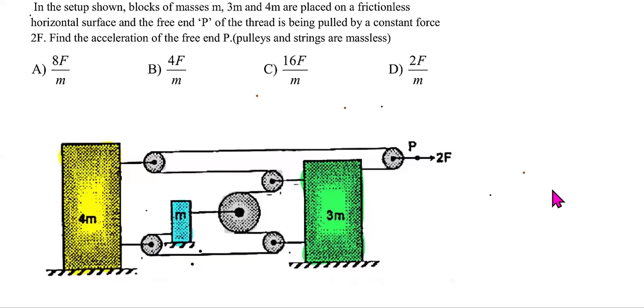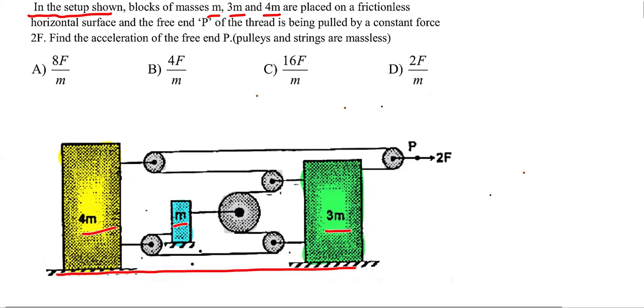Good evening, kids. Today's class, we are going to discuss the pulley constraints in the laws of motion chapter. Let me start with the question. In the setup shown, blocks of mass m, 3m, 4m are placed on a smooth, frictionless, horizontal surface.